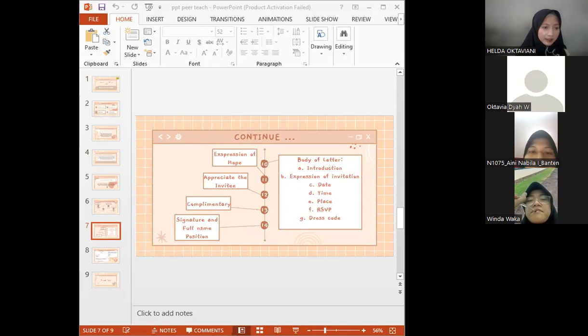And then next, appreciation in writing or letters. We have to say thank you for the attention because they have taken their time to read the invitation letter. Okay, the last one is the complimentary close, signature, and full name and position. For the complimentary close, we can say "Yours faithfully" or "Yours respectfully." Then don't forget to sign, make it valid, and then write down your full name and also the position in the company or organization.